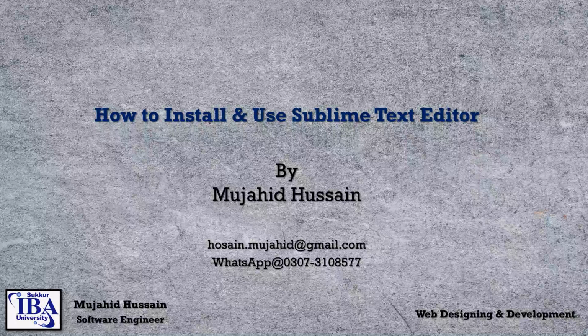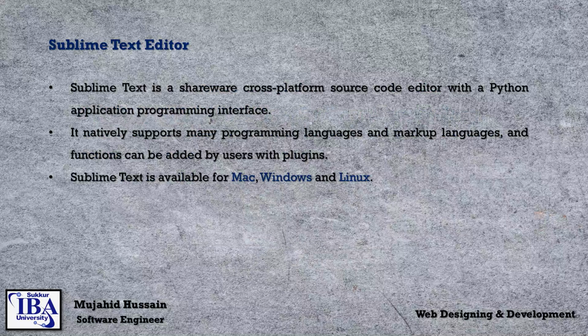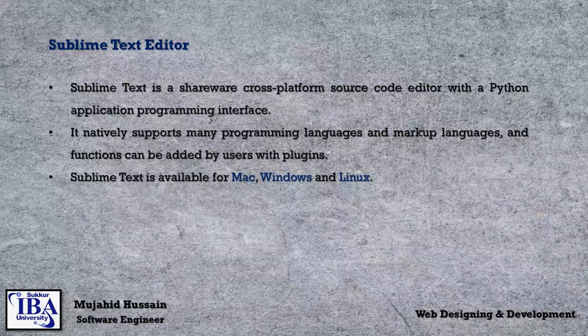Dear students, today we are going to learn how to install and use the Sublime text editor. In the last lecture we learned about Sublime text editor. Sublime text is a shareware cross-platform source code editor with a Python application programming interface. It natively supports many programming languages and markup languages, and functions can be added by users with plugins.